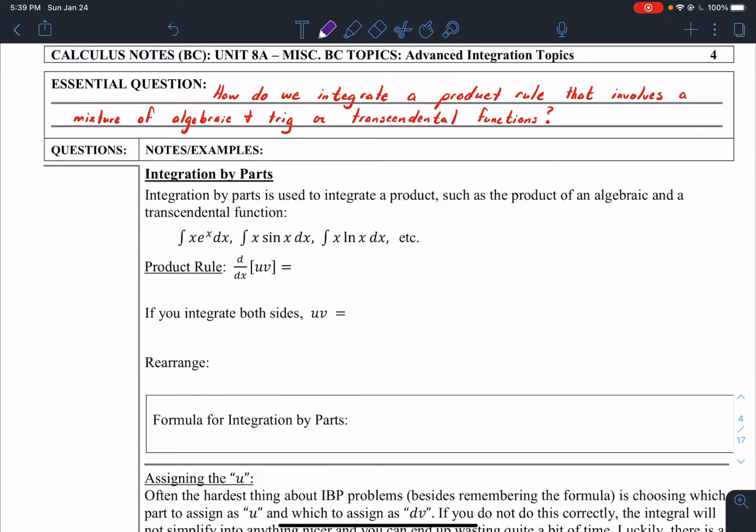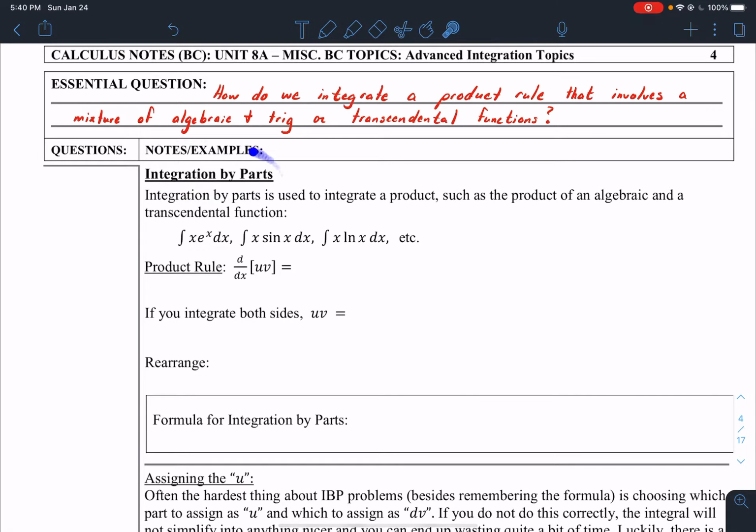We've done a lot of integration. You have a lot of rules. But the thing that we have used the most to integrate at this point is a form of U substitution. But sometimes we're going to be dealing with products that have a mixture of algebraic and trig and transcendental functions, and we're going to have to use a much more advanced integration technique called integration by parts.